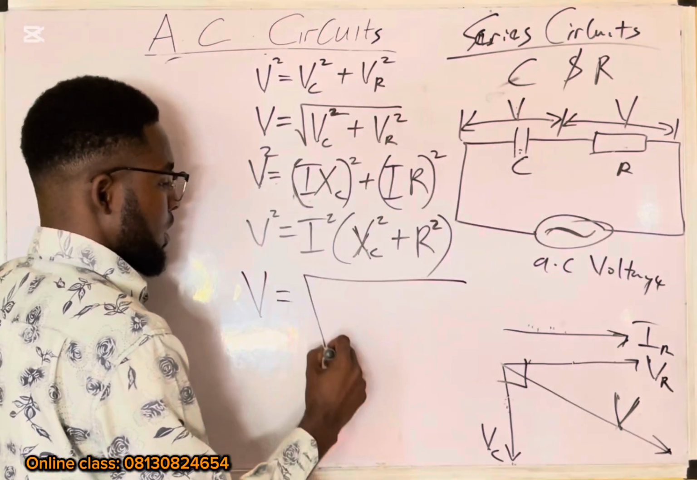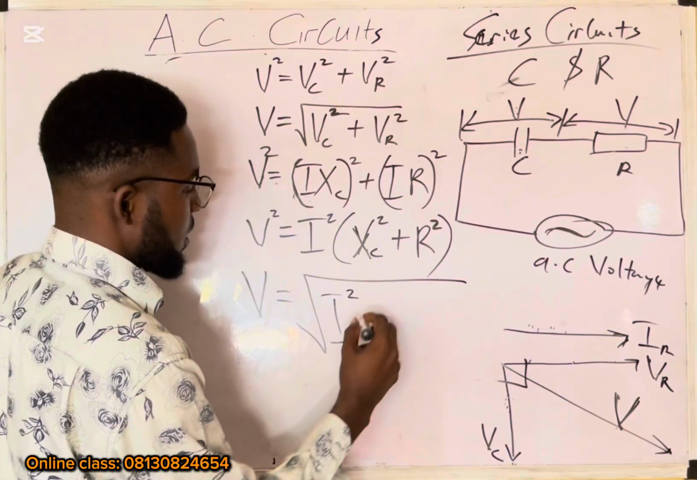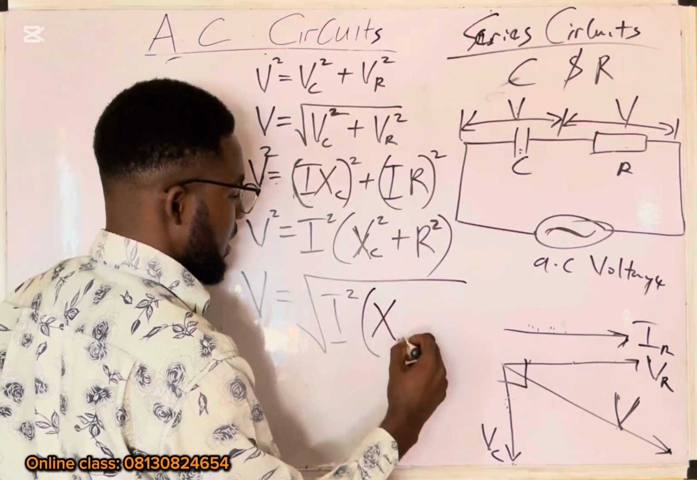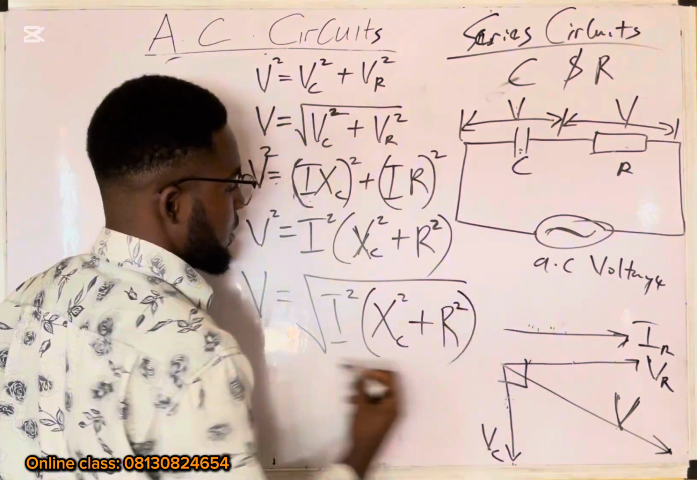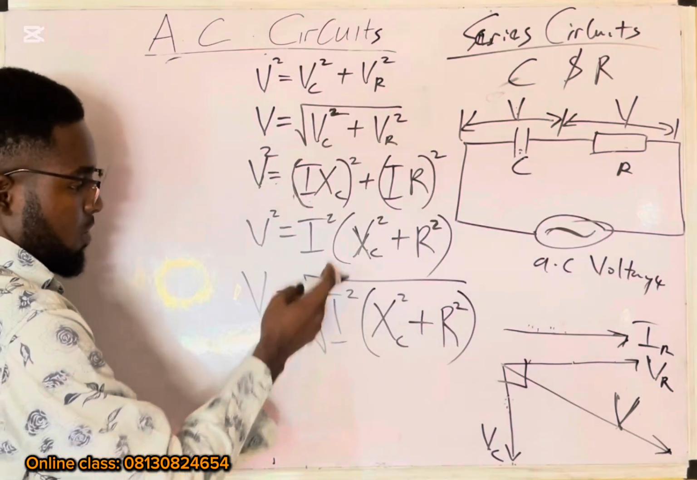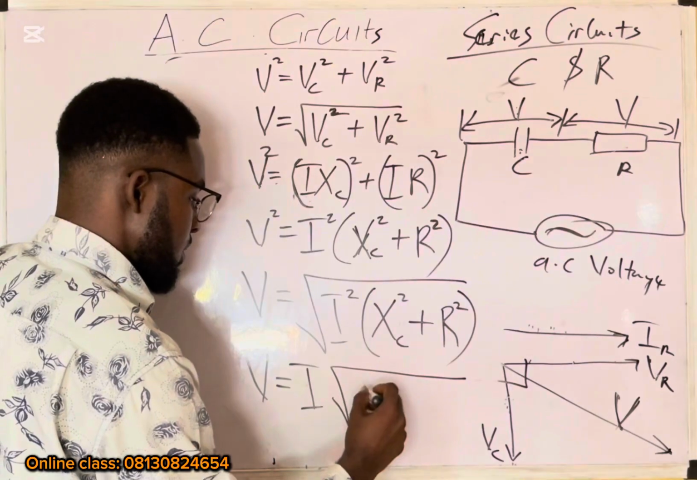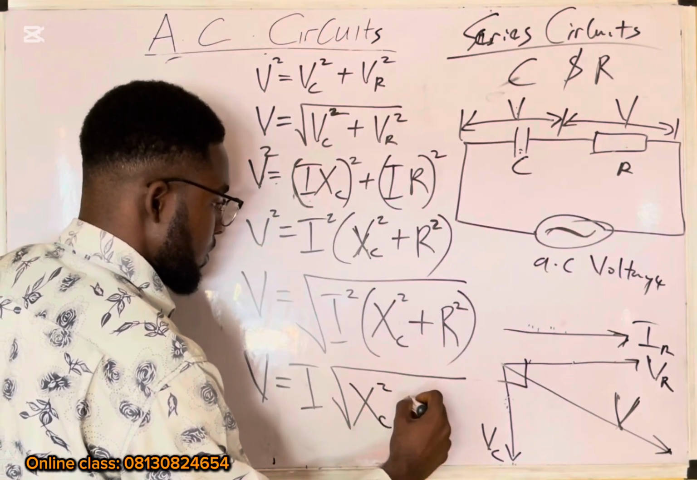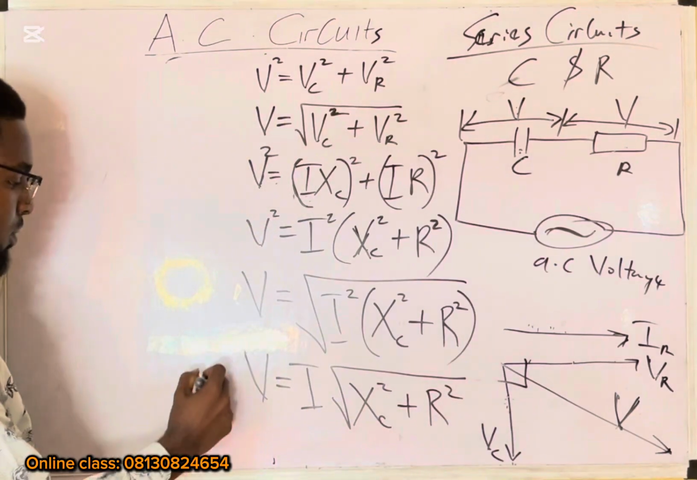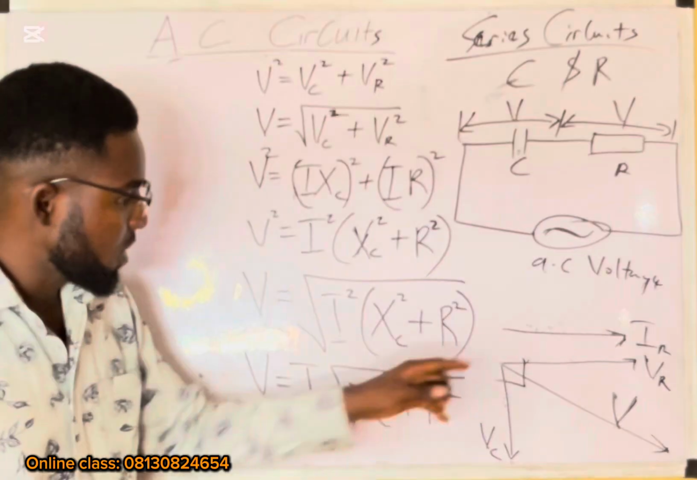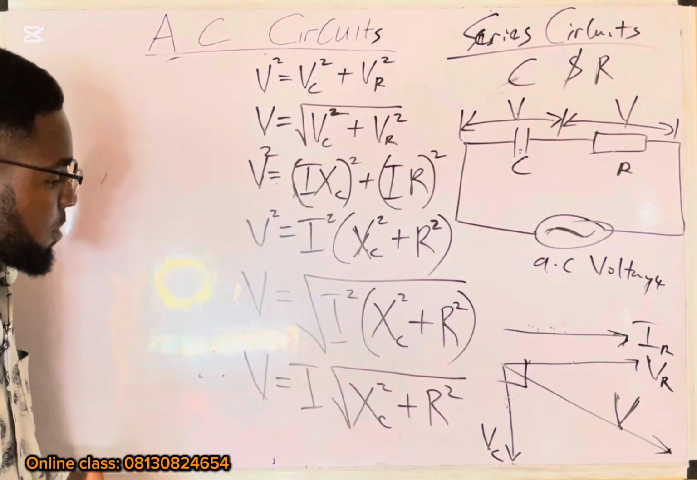V is equal to the square root of I squared, in brackets, X_C raised to the power of 2 plus R raised to the power of 2. The square root of I squared, it comes out. So V is equal to I times the square root of X_C raised to the power of 2 plus R raised to the power of 2. So this is the voltage across it, the effective voltage in this circuit.